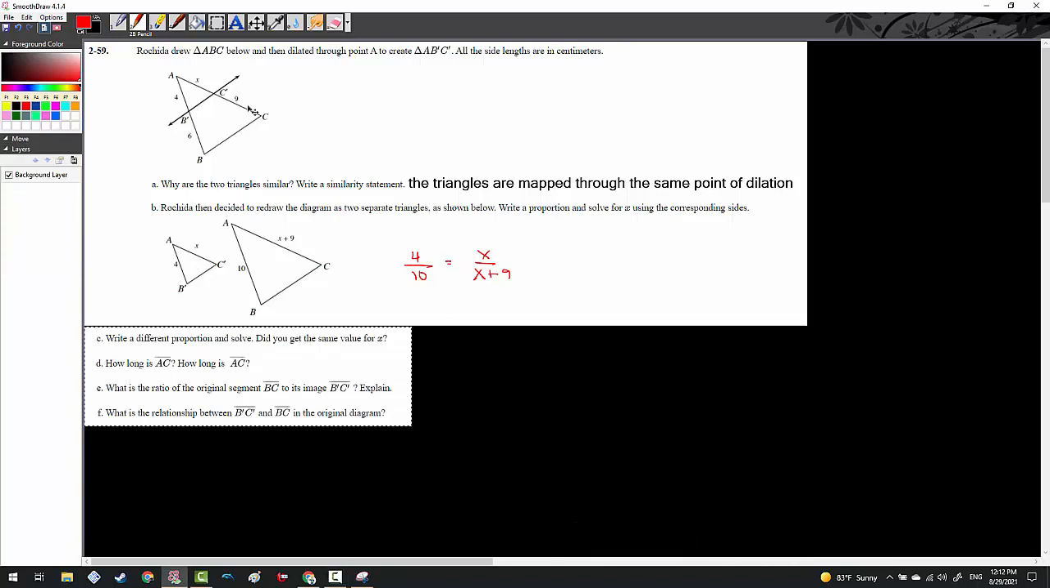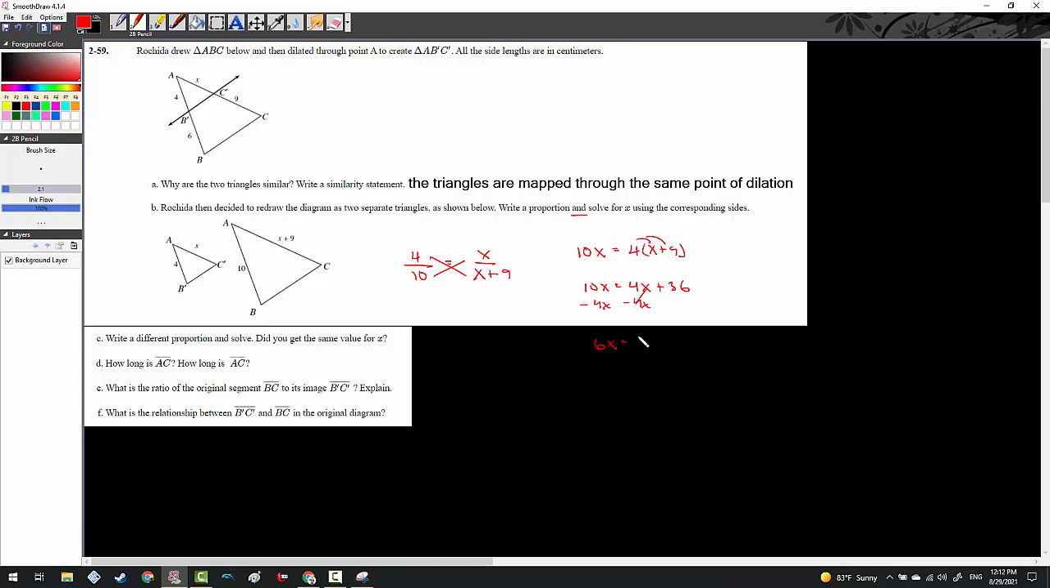And I just realized it did actually say solve for x. Sorry about that. It says write a proportion and solve for x. So why don't we go and do that? There's nothing wrong with that. We can go and cross multiply. There it goes again. Our good old buddy cross multiplication making its triumphant return. So 4 times x plus 9. Let's go and solve. 10x equals 4x plus 36. I'm going to move the 4x over, and I'm going to get 6x equals 36, dividing everything by 6. X equals 6, and we're all good.